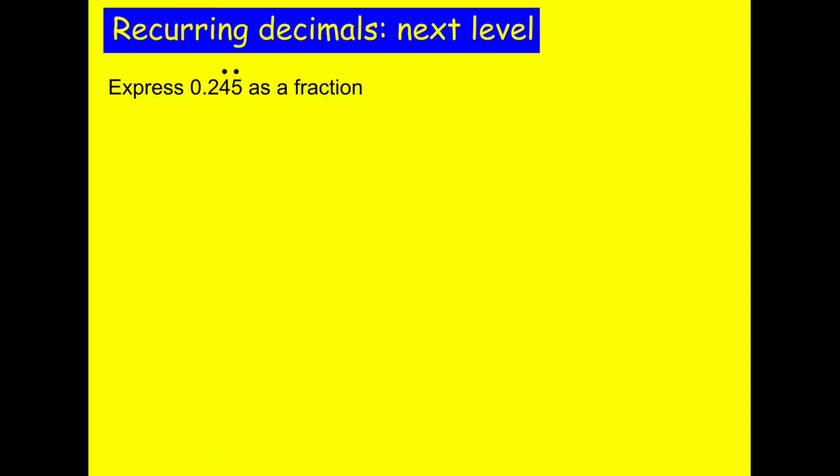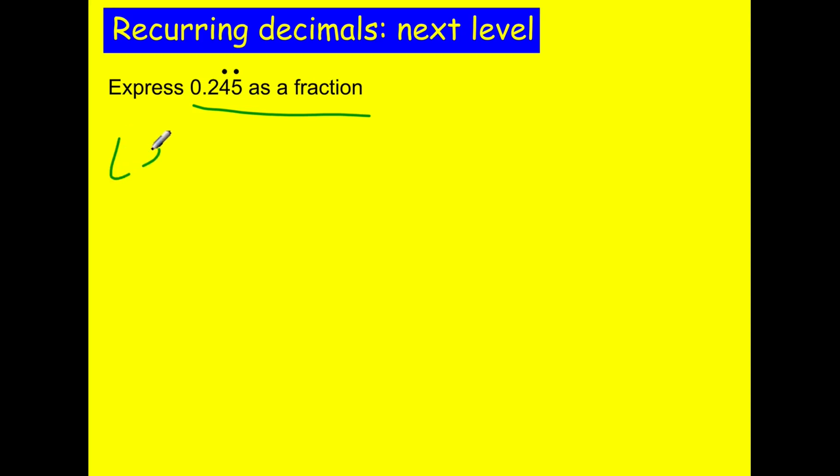An extension to recurring decimals is to write this recurring decimal as a fraction. Now, this is going to be a bit trickier because only the 4 and the 5 are going on forever. So we can't just write it straight down. We're going to need to do a calculation. We're going to need to try and simplify it. And we're using non-calculator methods for this.